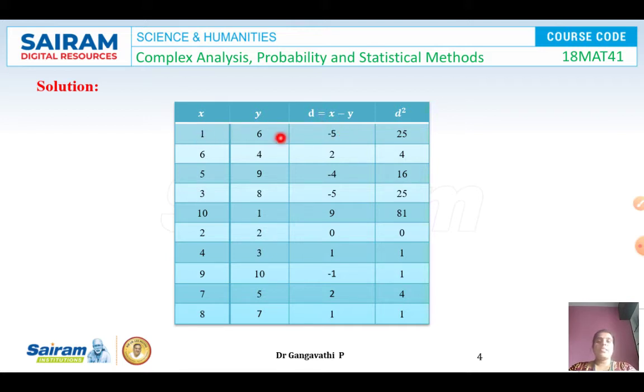So 1 minus 6 is minus 5. 6 minus 4 is 2. 5 minus 9 is minus 4. 3 minus 8 is minus 5. 10 minus 1 is 9. 2 minus 2 is 0. 4 minus 3 is 1. 9 minus 10 is minus 1. 7 minus 5 is 2. And 8 minus 7 is 1.